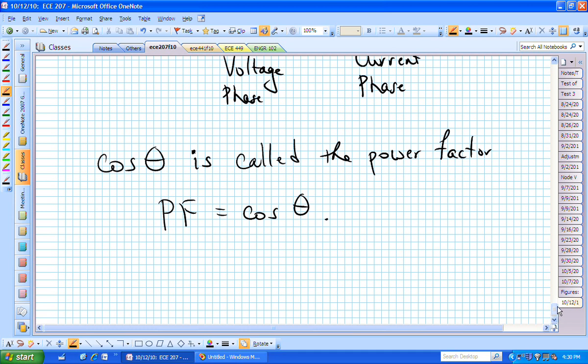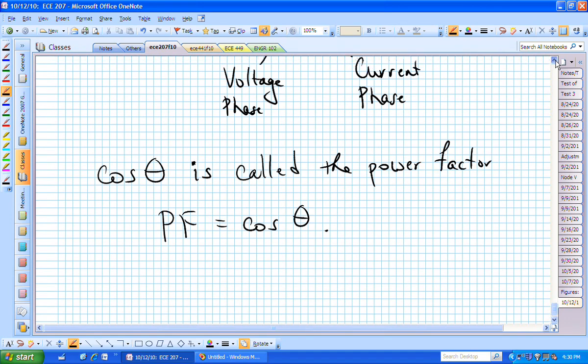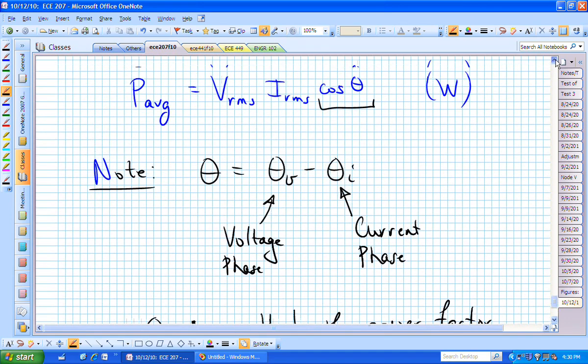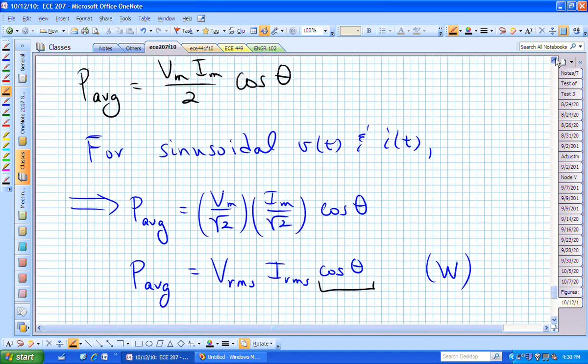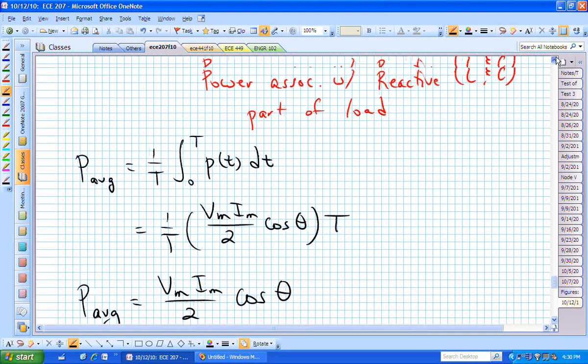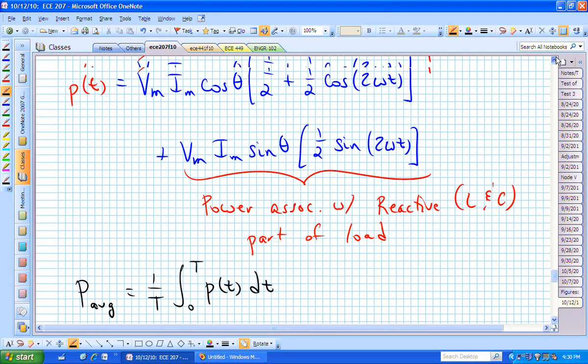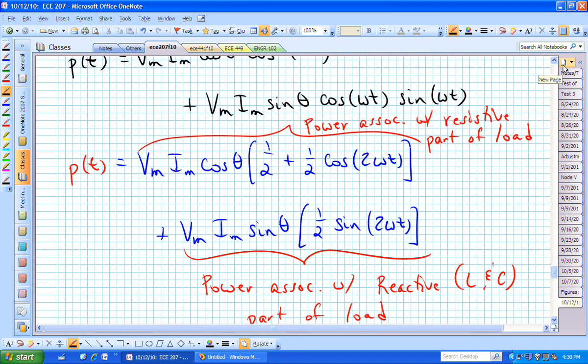It could be the same if, well, what we're going to do is this: if you look back at what we ended up with, that cosine piece was actually associated with the part that's due to the resistive load. Here's the cosine piece right there.